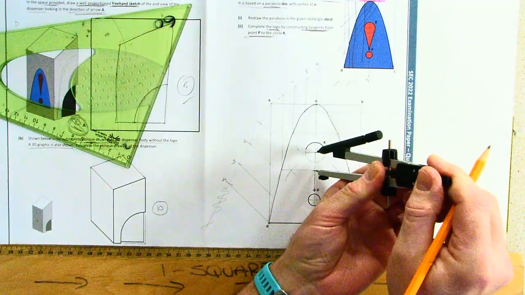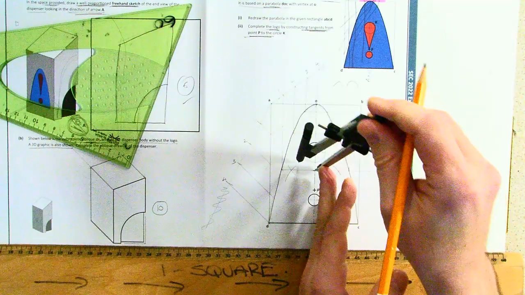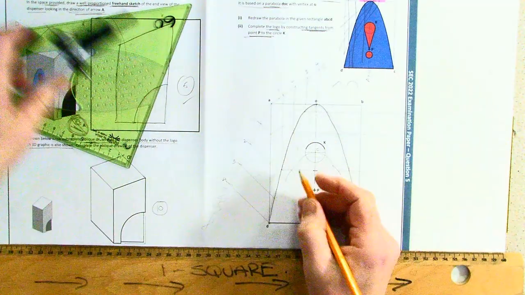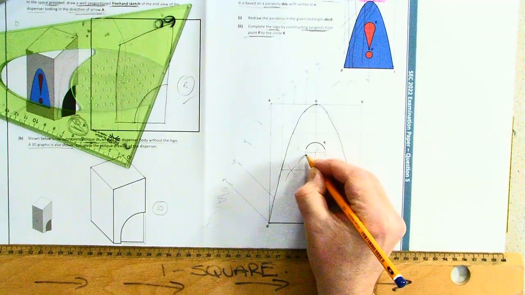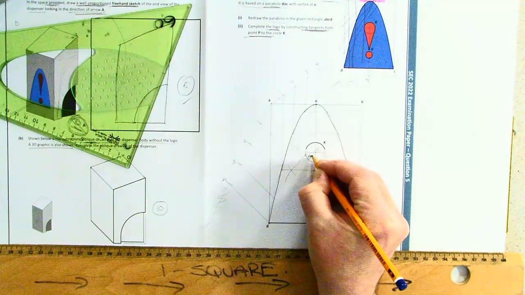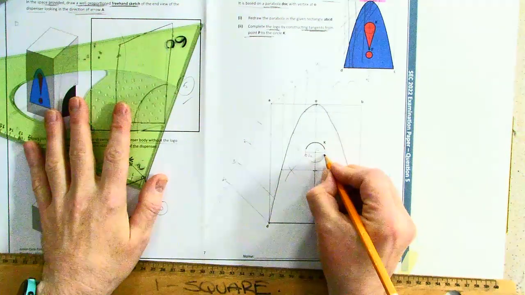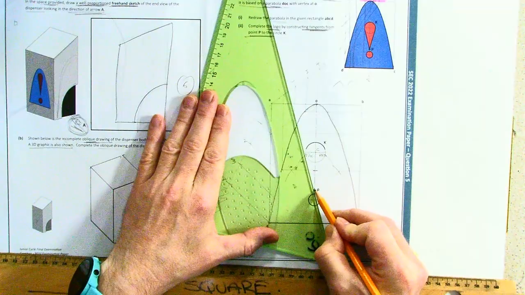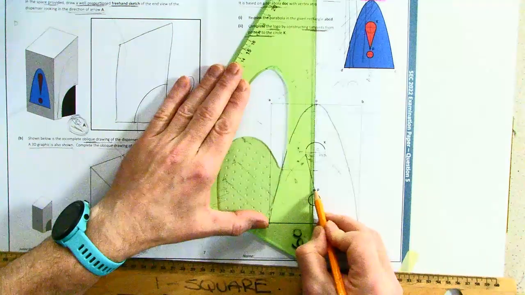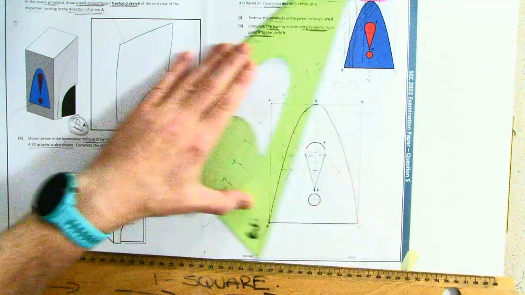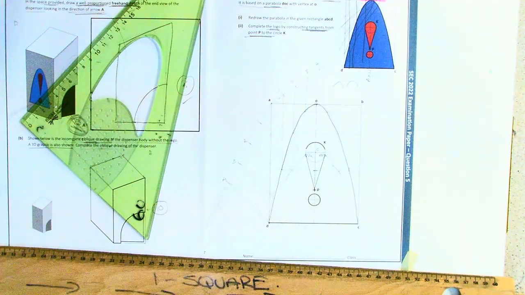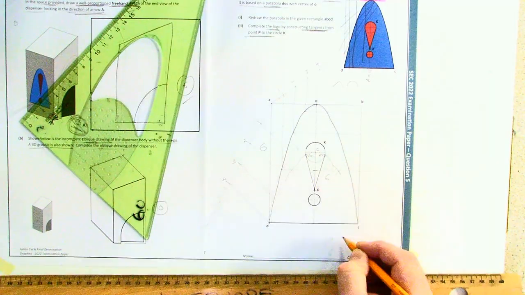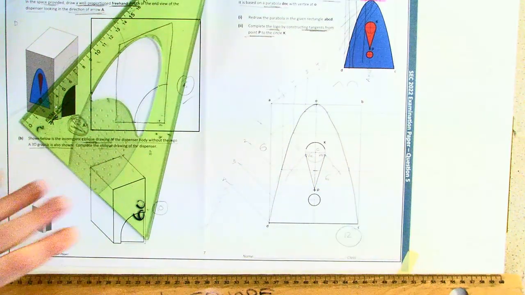Actually, in this one, tangents on both sides. Where the circle hits the arc, that's your point of contact. And the same over here, point of contact. Join that P to the point of contact. And there's your 2 tangents. So there's 6 marks going for the parabola and 6 marks going for the tangents, so 12 in total.